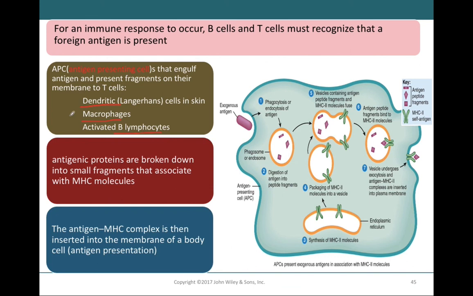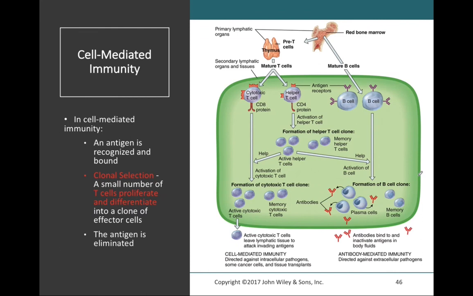So these three cells will be our antigen-presenting cells, the three cells that can undergo this process. They will take in some type of antigen from the external environment, break it down, and put it on the MHC2 proteins, which will then be displayed on their membrane, so they'll be able to go and interact with T cells.